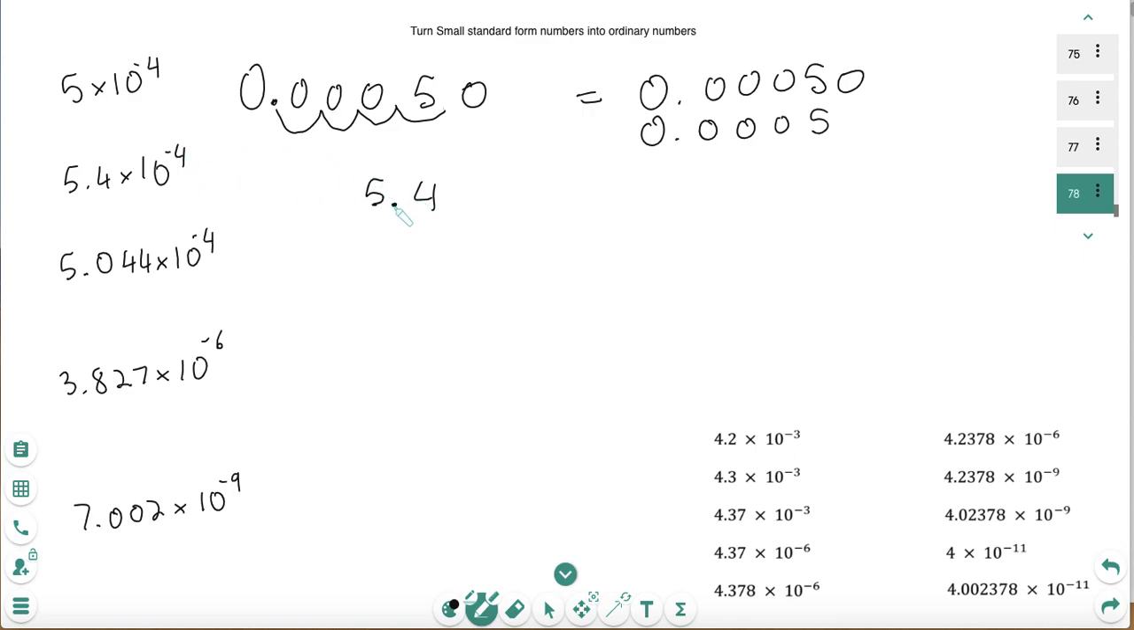So backwards 4 spaces. 1, 2, 3, 4. Our new decimal place is here. Add zeros wherever we see a gap. Get rid of our old decimal place. Throw a 0 in front. So it's going to be 0.00054. Next one.